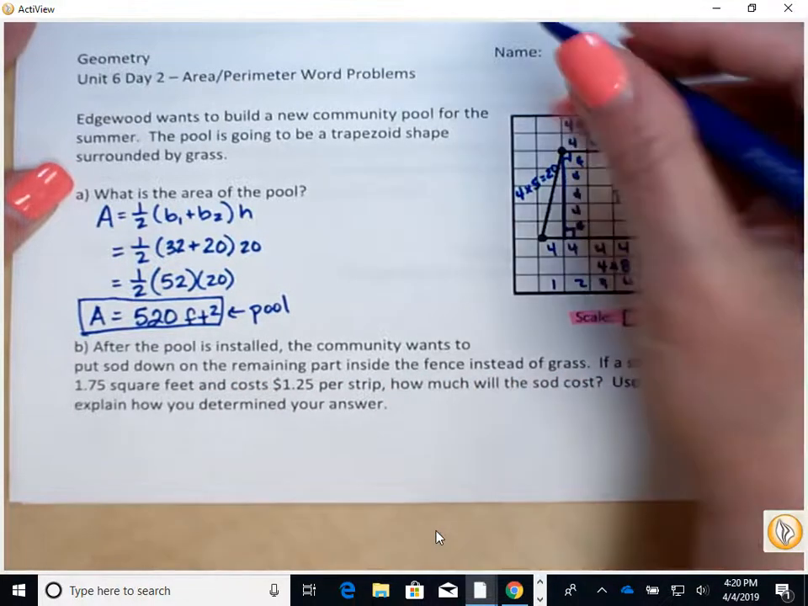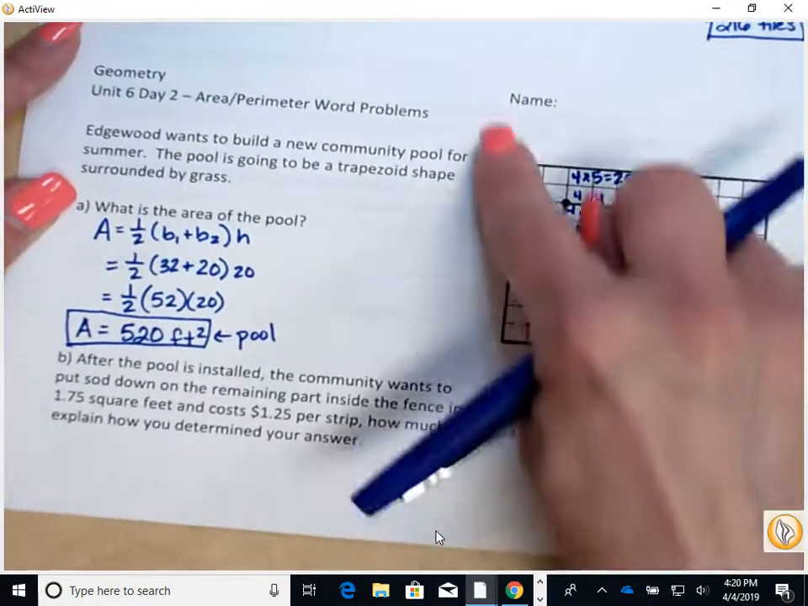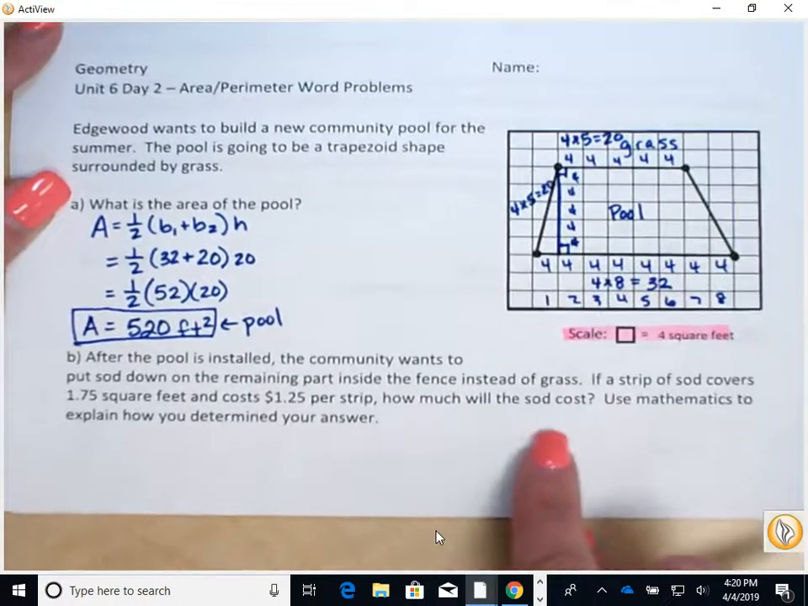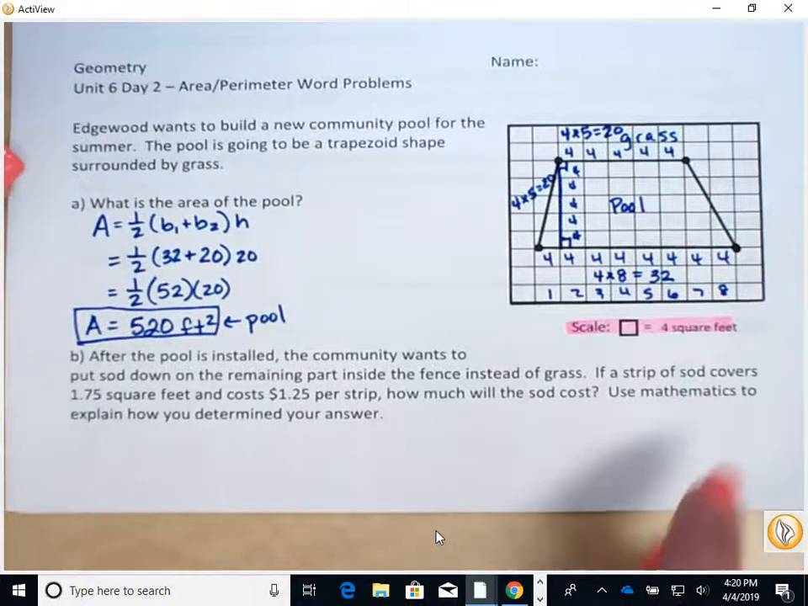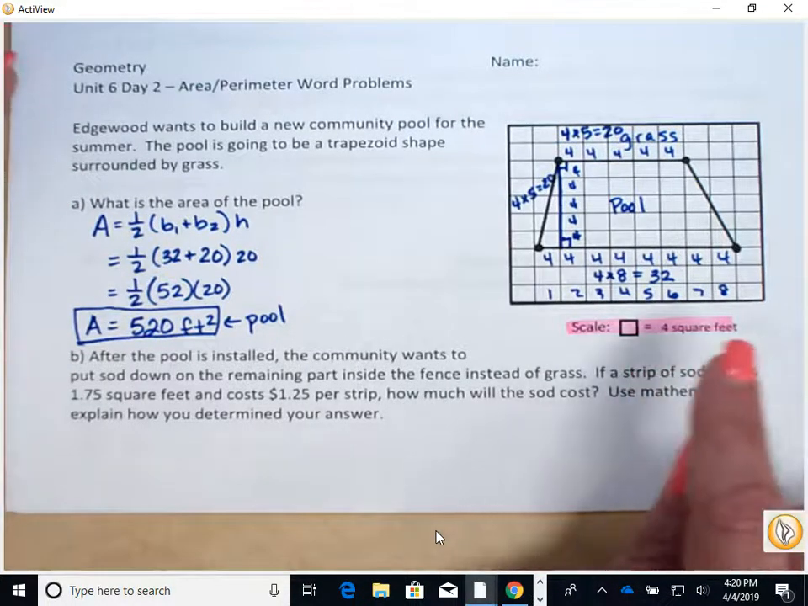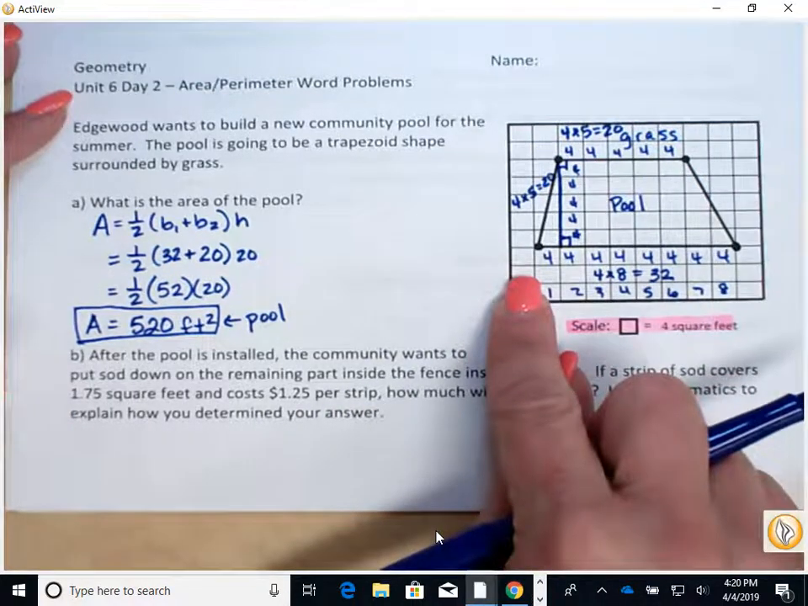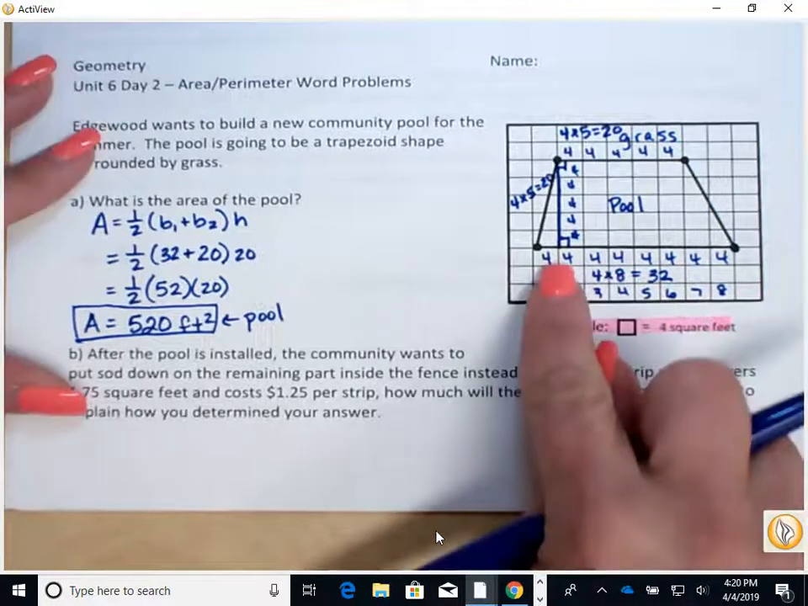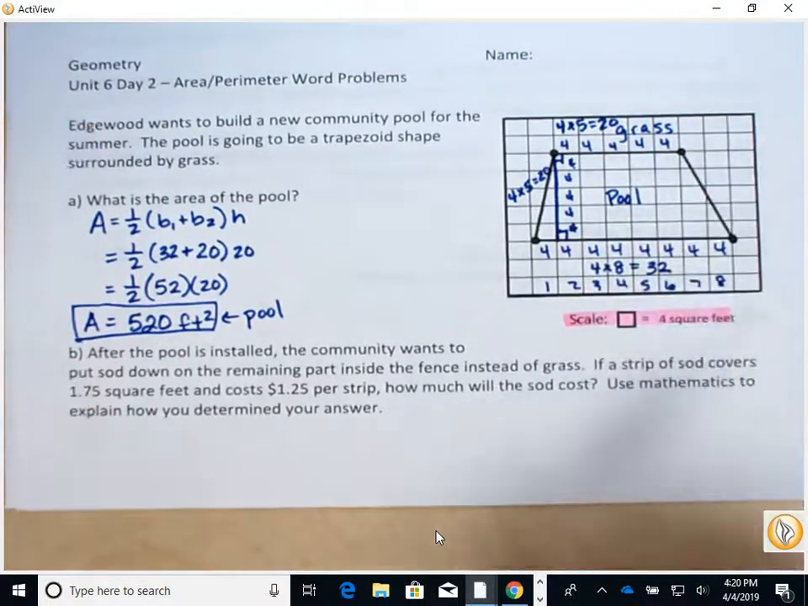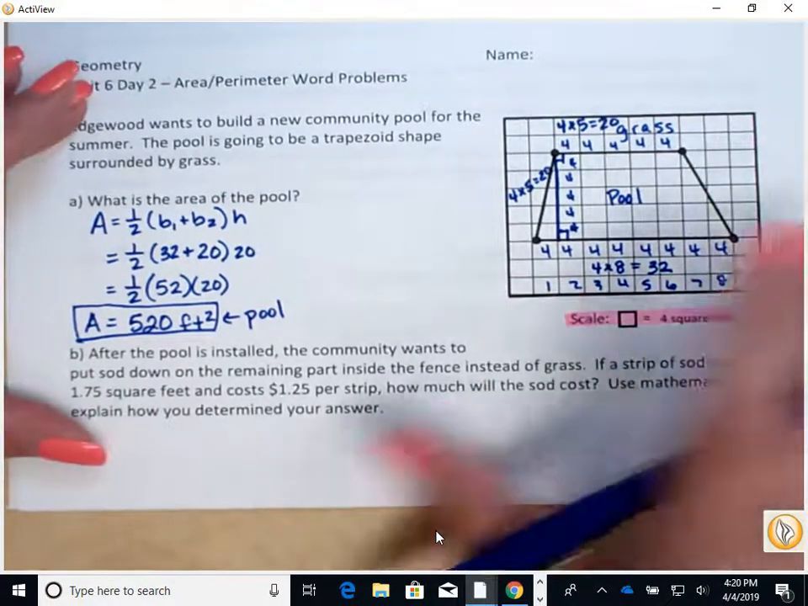instead of the grass. So this is your fence all the way around here. How much will the sod cost? Use math to explain how you determined your answer. So to figure out how much sod we're going to need, we need to know the area of this grass area, right? Since we've got these angles here from the pool and everything, we don't want to just count up the squares and do it that way.